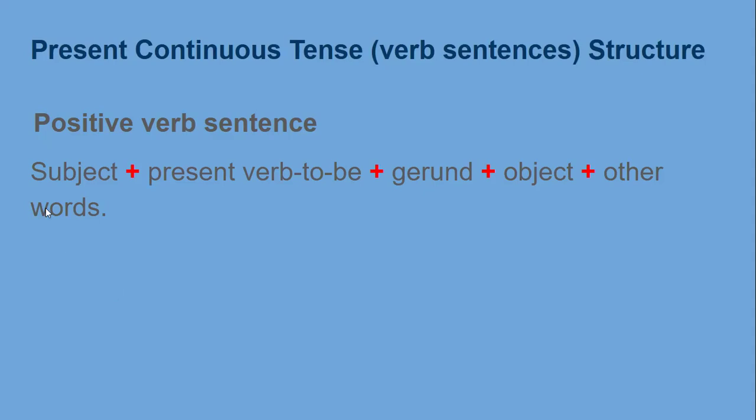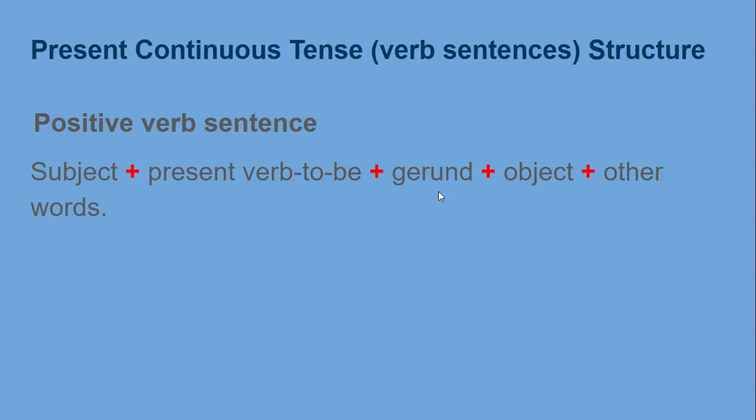The structure is as follows. It says, first, we need the subject. Of course, the subject is the person or the thing that is doing the action in a sentence. Then we need the present verb-to-be. Remember, the verb-to-be in the present, we said we have am, is, and are. Okay? Depending on the subject.